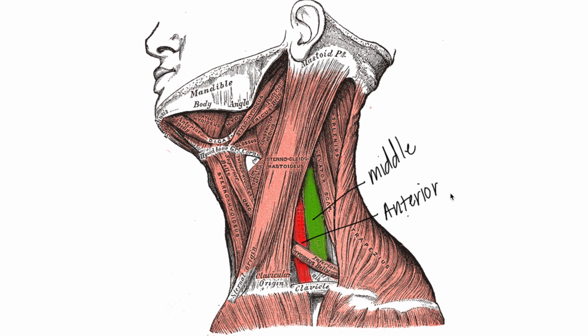Here we have the scalenes. We have the anterior and then the middle scalenes, which are visible on the lateral view, but the posterior scalene is underneath these superficial muscles. So just bear that in mind. It's there as well, but it's underneath some of these superficial muscles of the cervical region.